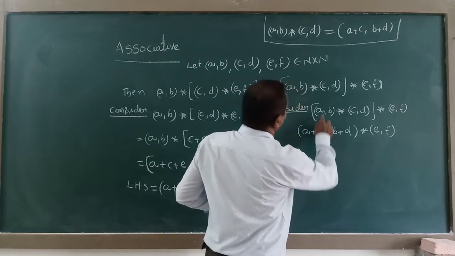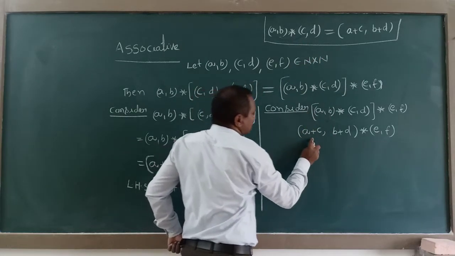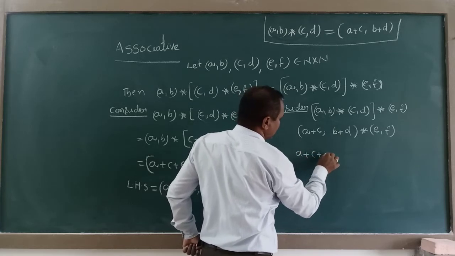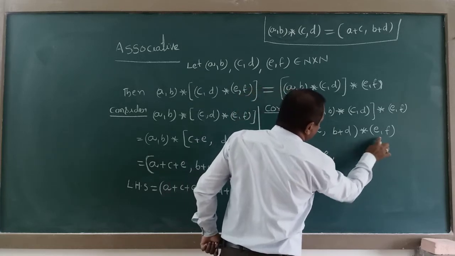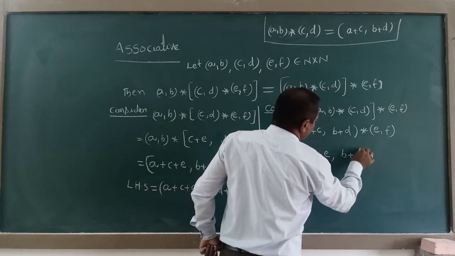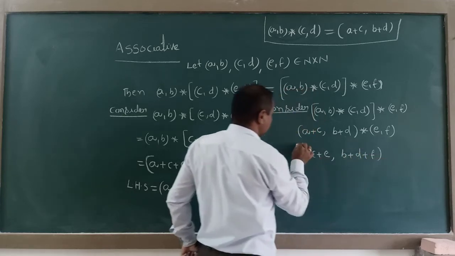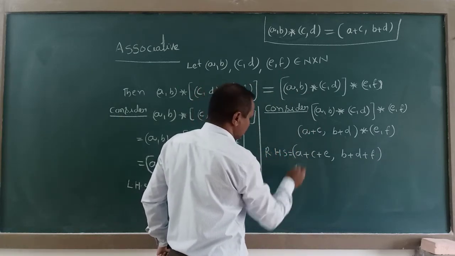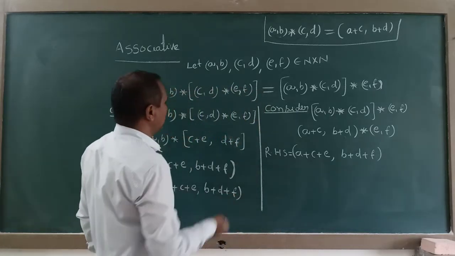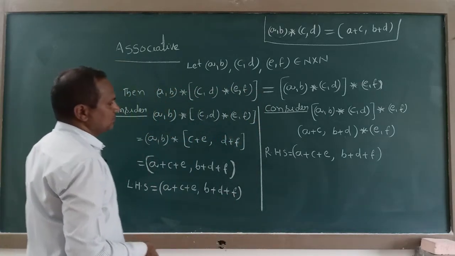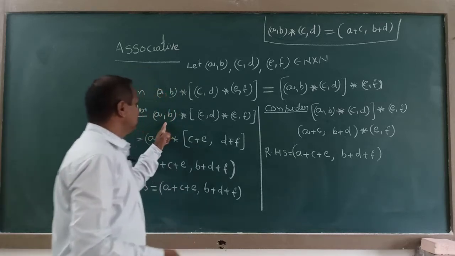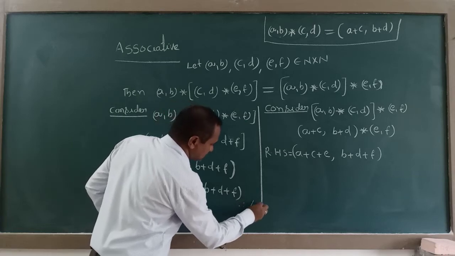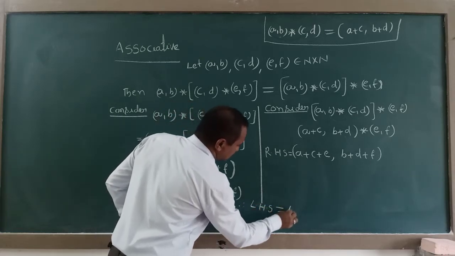Here star has come. You apply the given definition, sum of all first elements, that is A plus C plus E, comma, sum of all second elements B plus D plus F. It is the RHS part, right hand side part. Therefore, LHS is equal to RHS. If we take LHS equal to RHS, then definitely these values are equal.